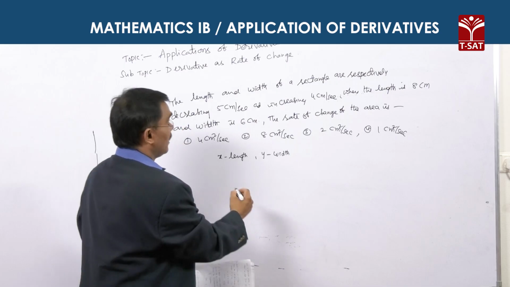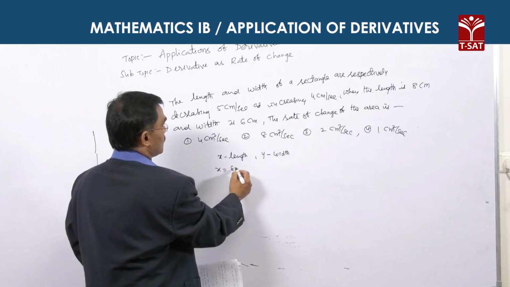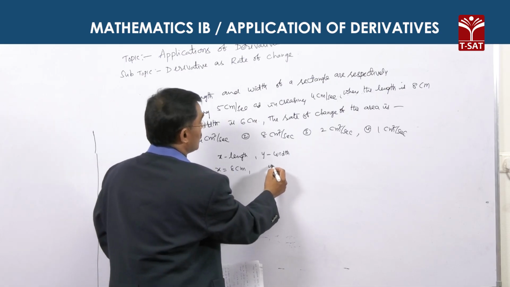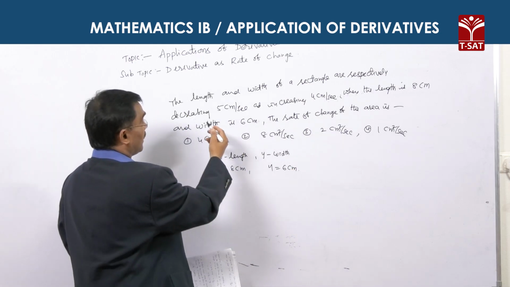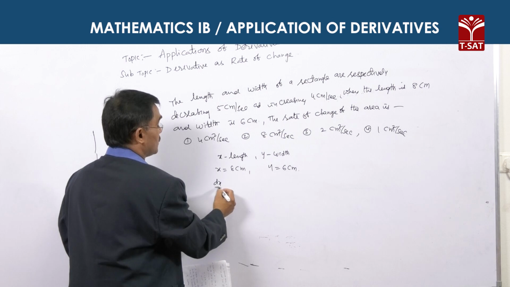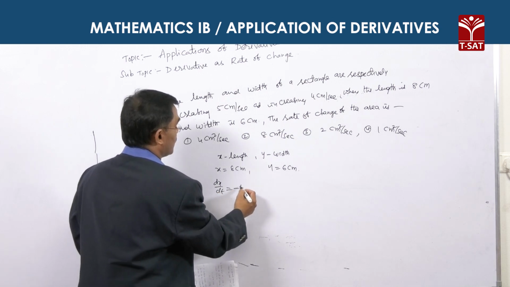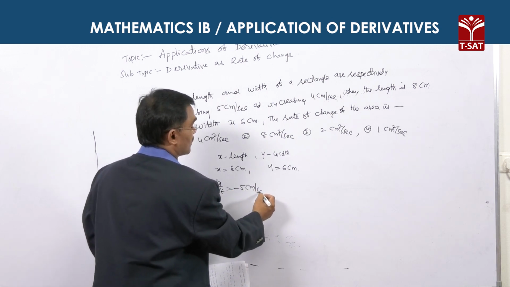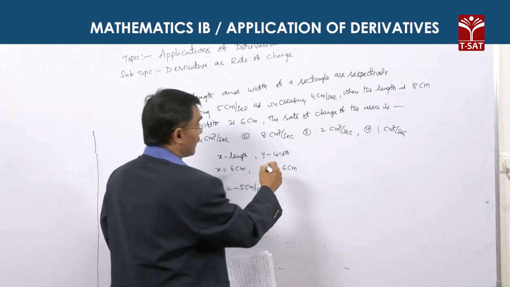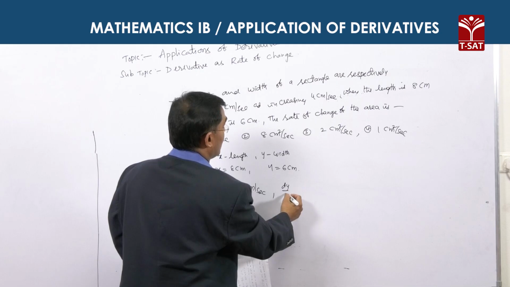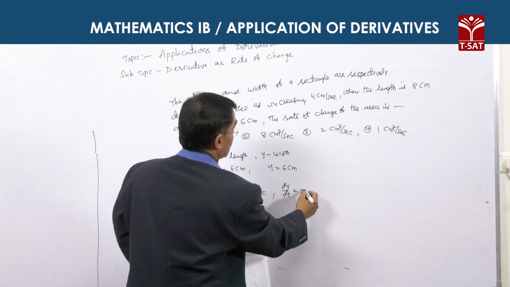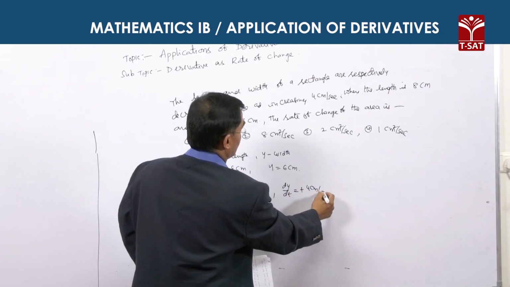This is the given. The length of the rectangle is x equal to 8 centimeters, and the width is y equal to 6 centimeters. The rate of change of the length, dx by dt, is decreasing, minus 5 centimeters per second, and the rate of change of the width, dy by dt, is increasing at 4 centimeters per second.